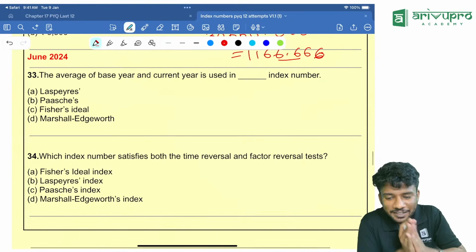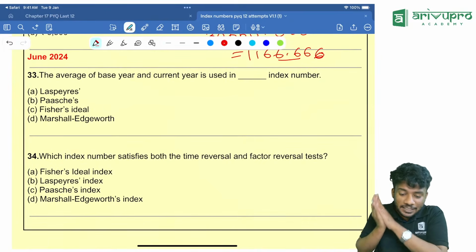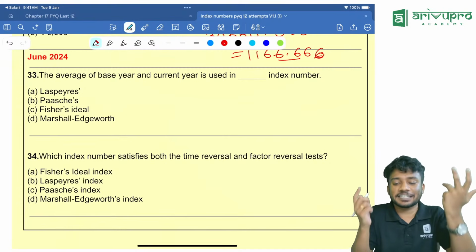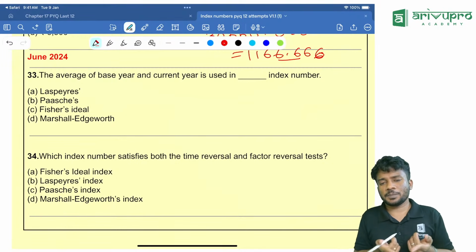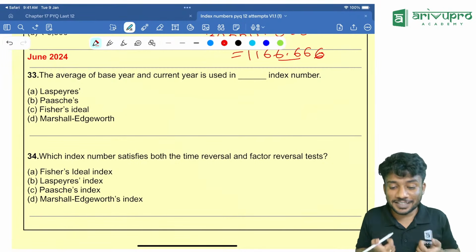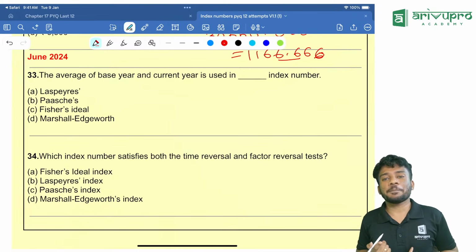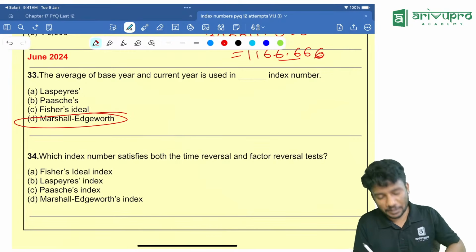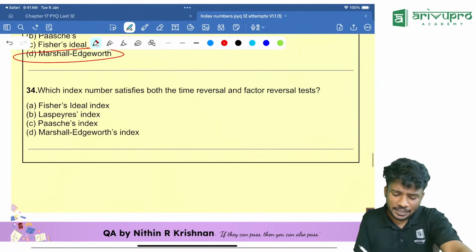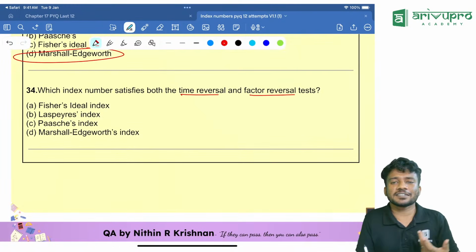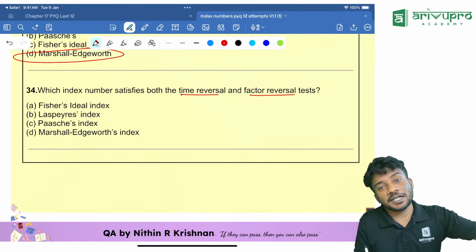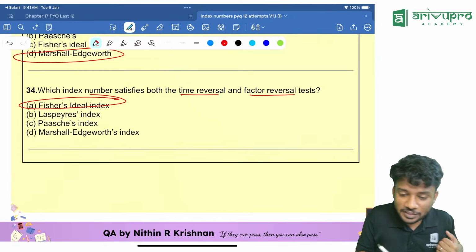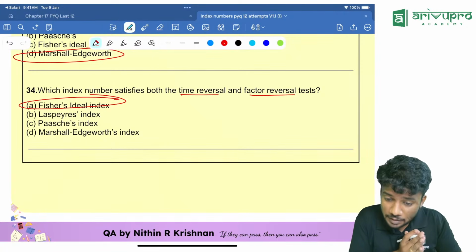June 2024 attempt, people. The average of base year and current year is used in which index number? You tell me. Is it a repeated question? This is the third time we are seeing the same question again. Answer is Marshall-Edgeworth index number. Which index number satisfy both time reversal and factor reversal? The ideal index number. Who is that ideal index number? Fisher's ideal index number.